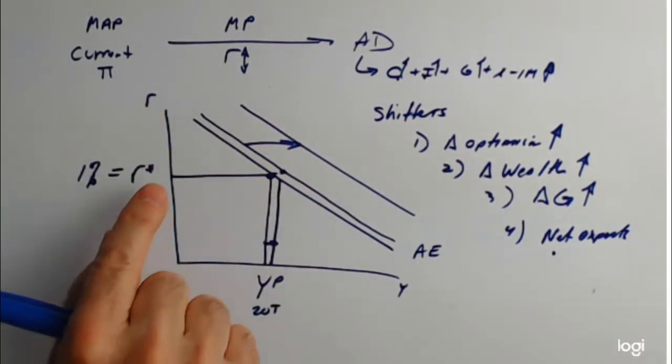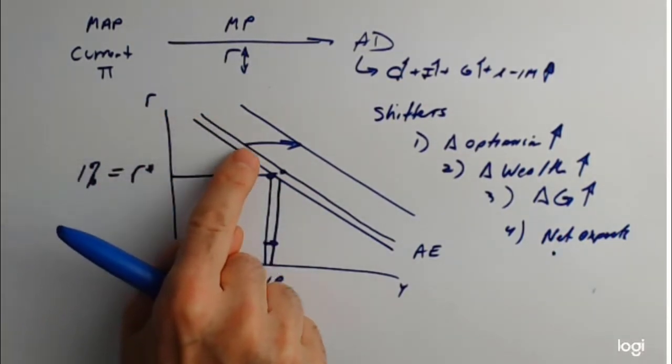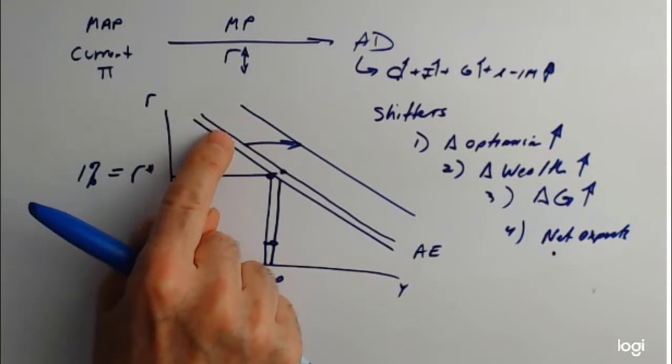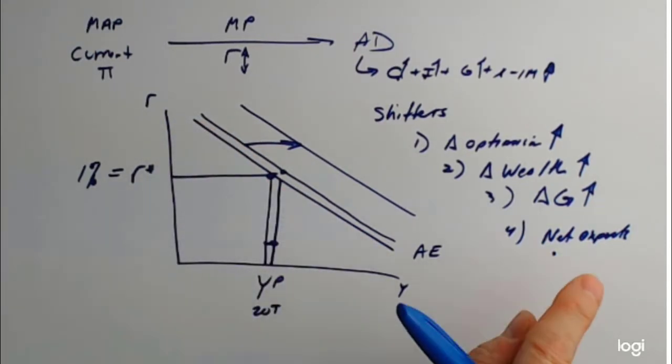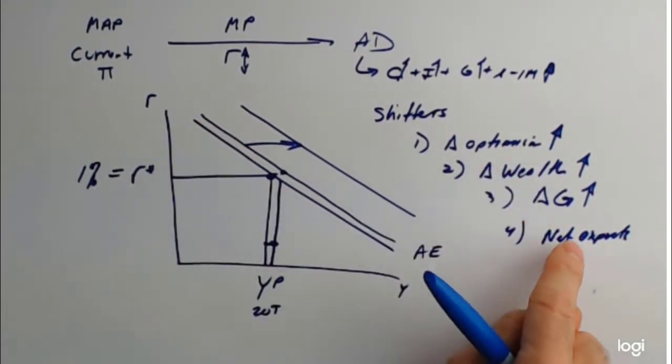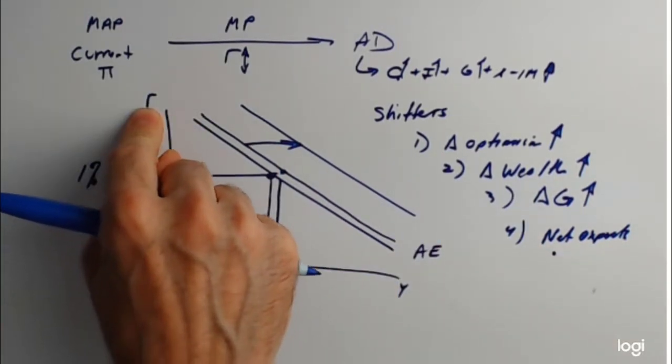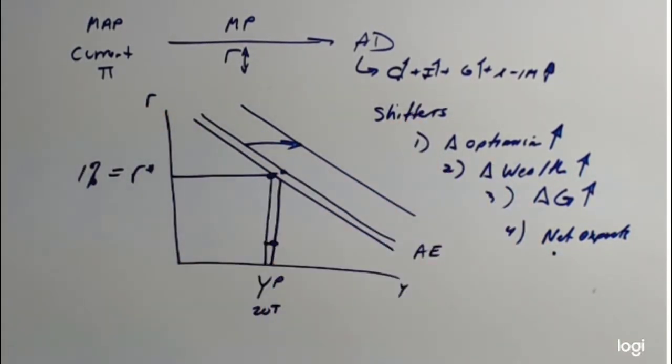So remember, when R goes up and down, we move along the same old aggregate expenditure curve. And when things shift for reasons other than changes in real interest rates, the curve for aggregate expenditures shifts. So the way to think about this shift is that at each and every real interest rate, including the natural rate, there is an increase in expenditures.